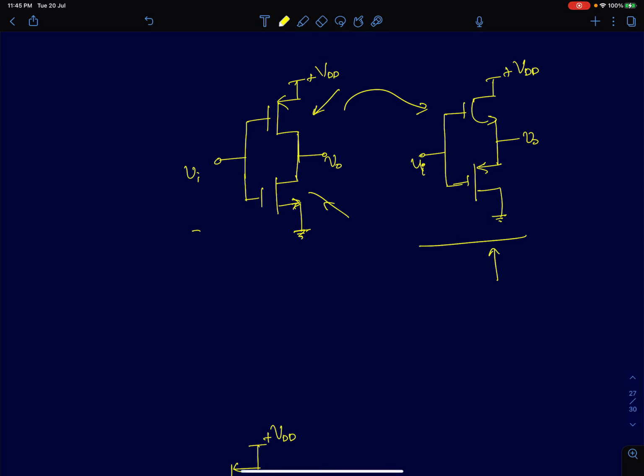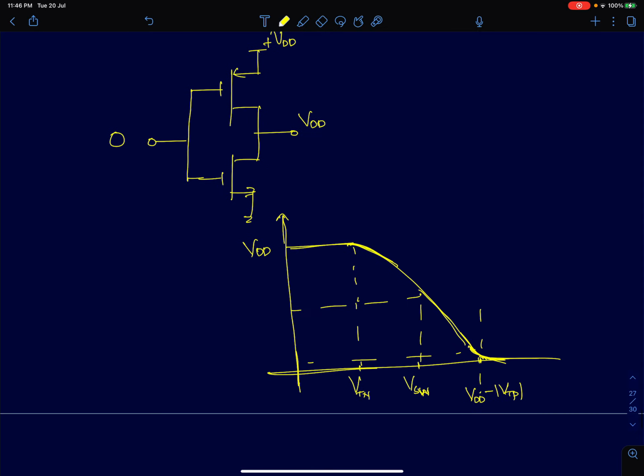It's a CMOS buffer. Now the transfer characteristics of this circuit are quite interesting. So I thought I'll just quickly discuss how to plot and how to intuitively look at the transfer characteristics of this circuit in more detail. Now the transfer characteristics of a CMOS inverter is well known, so I'll not spend much time on that.